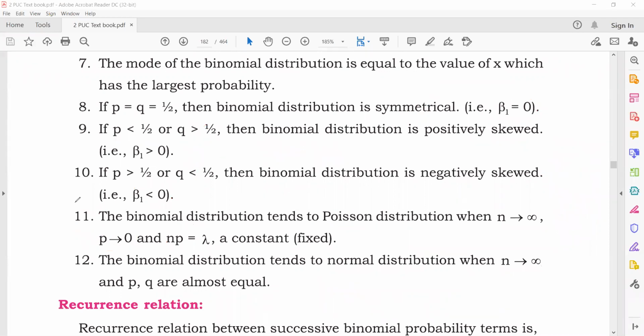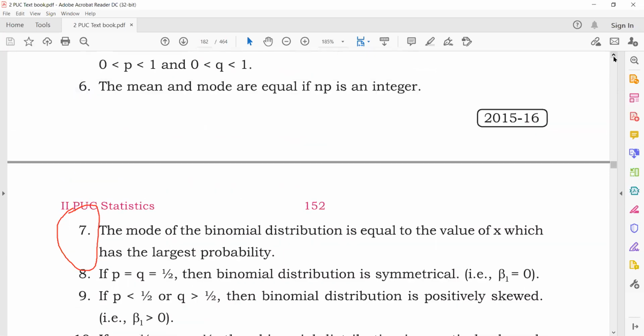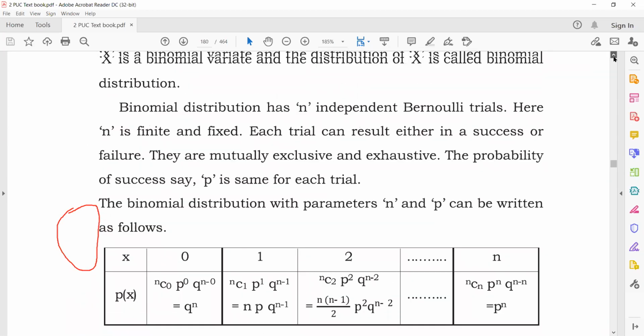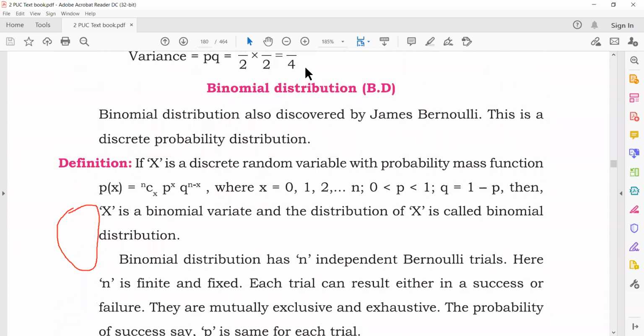So remember these two properties, they could be specifically asked: under what conditions binomial tends to Poisson, under what conditions binomial tends to normal. And then another question commonly asked, the only possibility in theory: define binomial distribution or write a note on binomial distribution. So when the question is define or write a note on binomial distribution, you define the PMF, take one or two examples and write 5 properties at least. So this is the definition. So write this, memorize this.